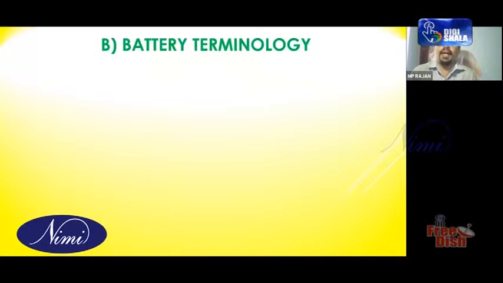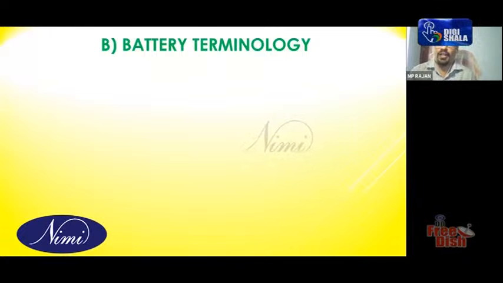Then we'll see the battery terminology. Some parameters are very important to know when we are using the battery in a solar power system. In a solar power system, especially in the standalone system, we are getting plenty of electrical energy from the solar cell. But all this energy is not required at that time. At that time, we can store it in a battery.